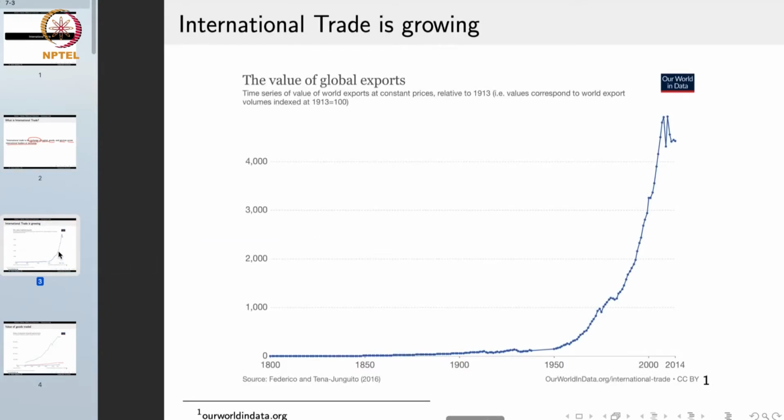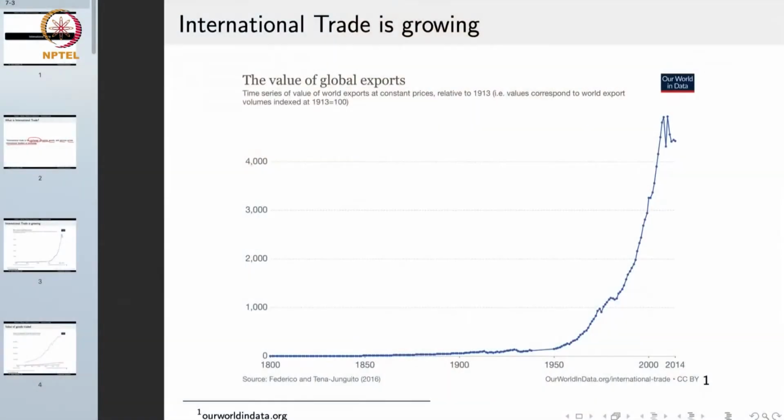And over time, what we have observed is that international trade is growing. If we look at the value of global exports over time, in this case we are taking a time series of the value of world exports at constant prices relative to 1913, that is, global volumes indexed at 1913 equal to 100. What we are saying here is that if 1913 values are taken to be 100, what are the current values and what have been the values over a long period of history? This is what we are trying to look at in this particular graph.